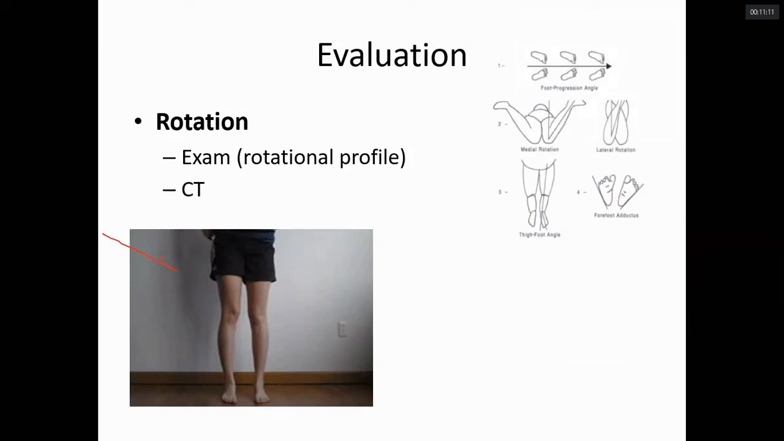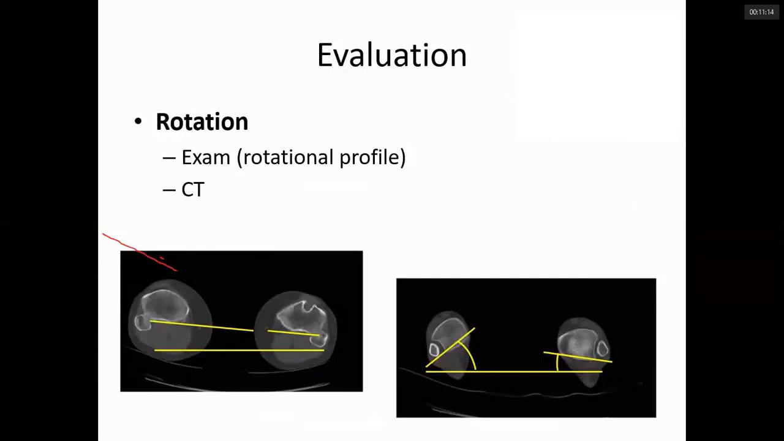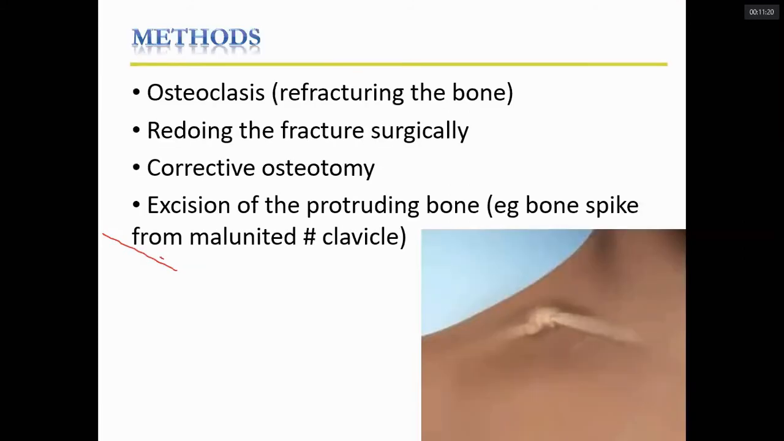Okay. So another thing we can do to assess the rotation is a CT scan of the patient to look for the rotational profile. So now, after we have evaluated the patient, now what? We have to treat the patient. So what are the various methods of treatment? Osteoclasis, redoing the fracture, corrective osteotomy, and excision of the protruding bone.